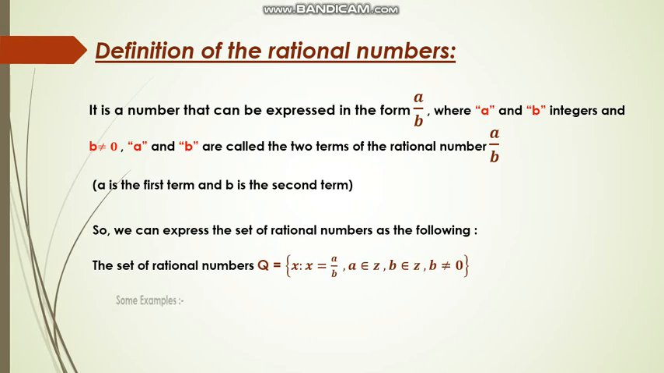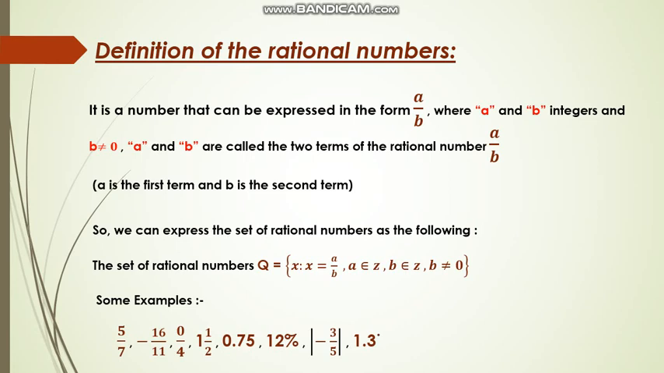Some examples. It can be a fraction, a positive fraction 5 over 7, and it can be -16 over 11. It can be 0, 0 over 4, and it can be a mixed number, 1 1/2. It can be a decimal, 0.75. It can be a percent, 12%. It can be a scale, -3 over 5.